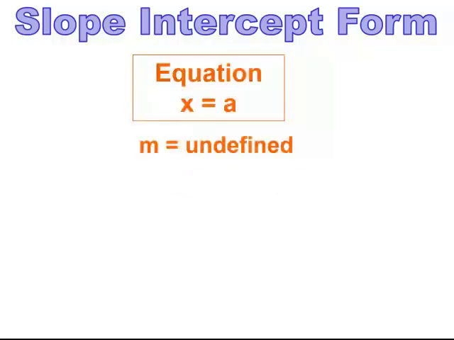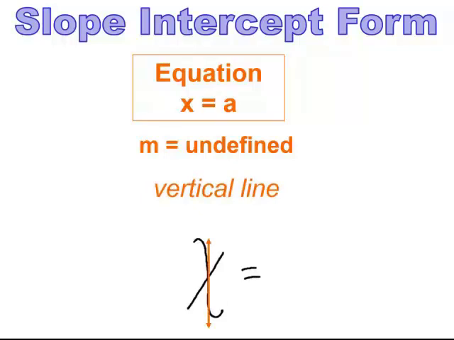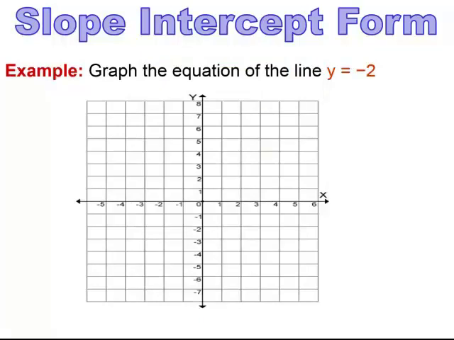So when you have an equation that has x equals a value, some number a, our slope is undefined. And when our slope is undefined, we have a vertical line. Another way of remembering this is if you have x equals a number, x can create a vertical line, and that vertical line is what the picture is going to look like. So let's see an example.